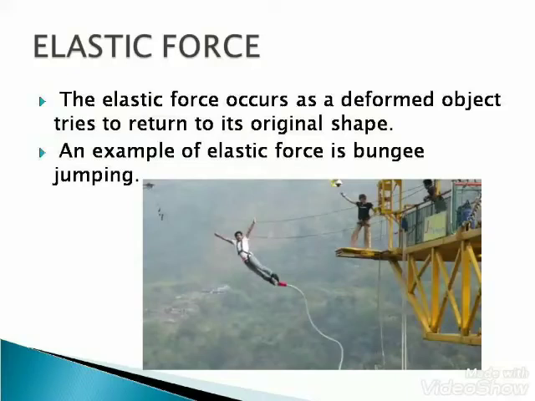Next one is elastic force. The elastic force occurs as a deformed object tries to return to its original shape. An example of elastic force is bungee jumping. In bungee jumping, the further the elastic is stretched, the more force it exerts to return back to its original shape. The jumper is being pulled down to the ground by gravity and the cord is resisting and trying to pull back to its original shape and length. That's why it is exerting the elastic force.